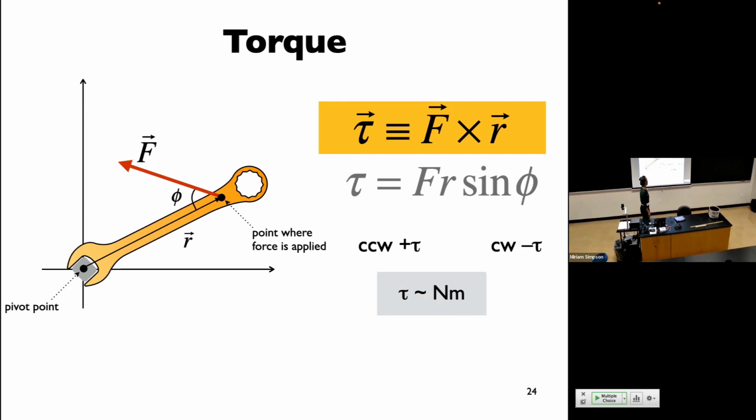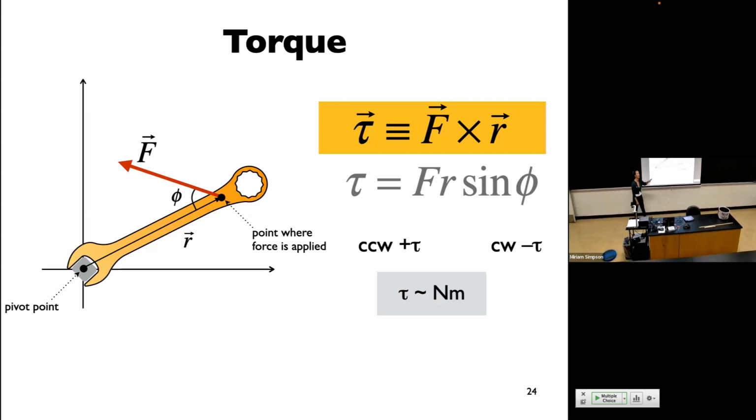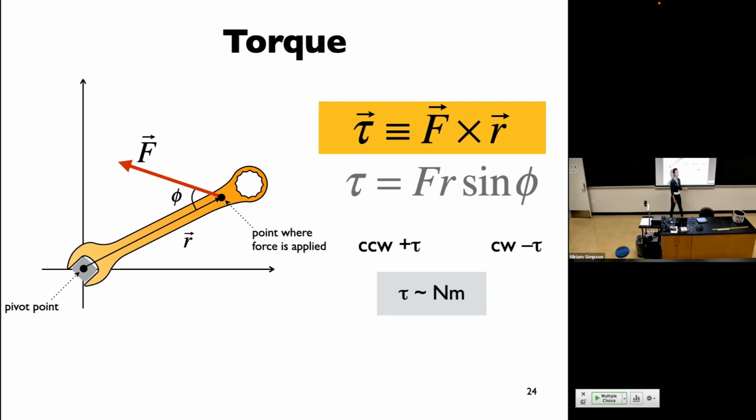And the horrifying units of torque. Remember, the units were really nice in the first few chapters and they've gotten uglier and uglier as we've gone on. The units for torque are Newton meters. Now you remember when we did work, if you multiply a Newton by a meter, it gave you a joule, but it doesn't now because vectors, okay?